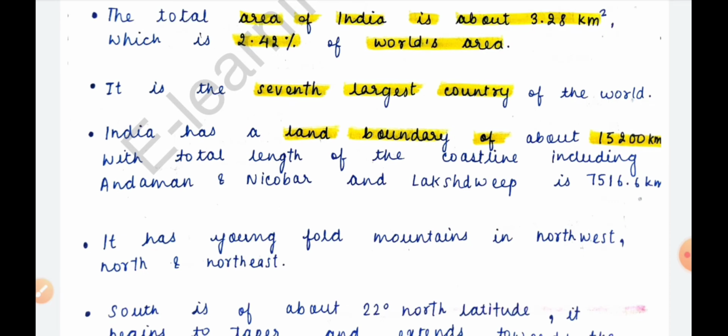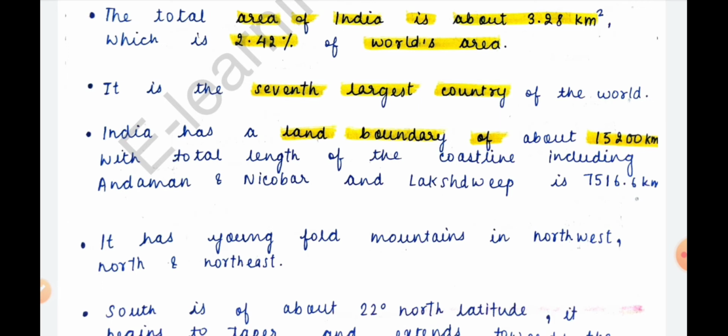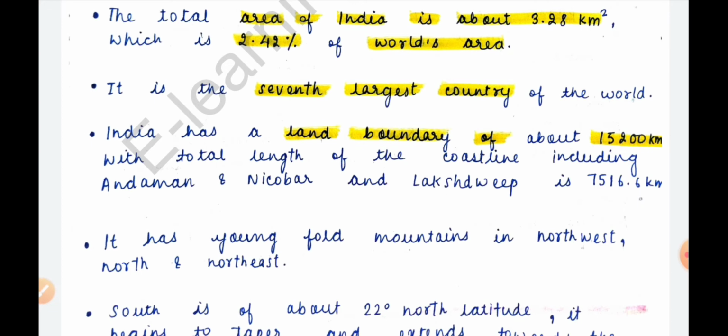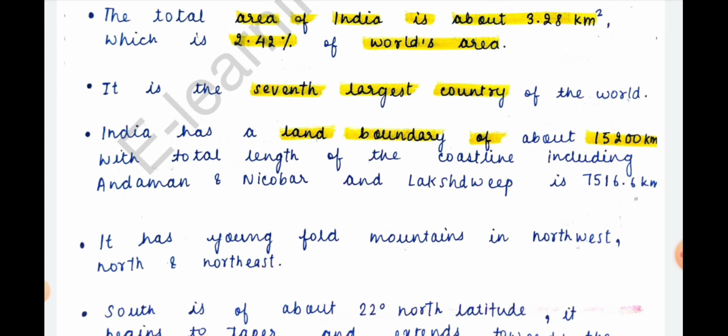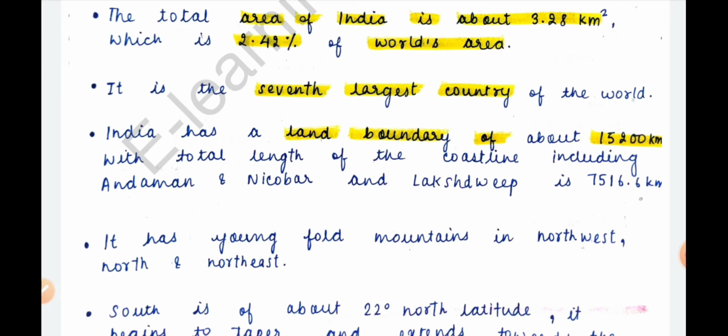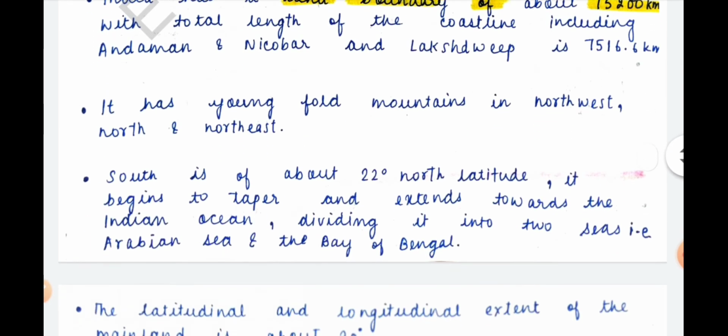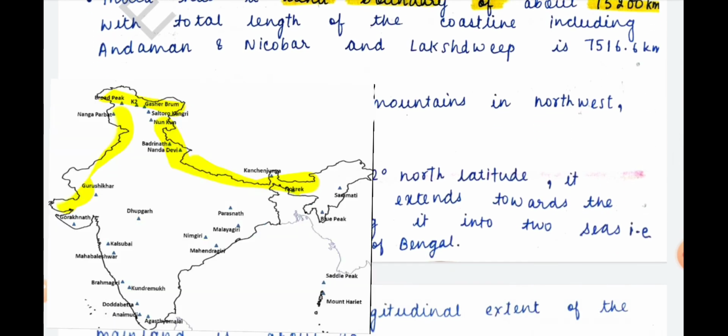India has a land boundary of about 15,200 kilometers, which means if you start measuring the boundary of India, its length would be 15,200 kilometers. The total length of coastline, including Andaman and Nicobar and Lakshadweep, which are basically the islands, is 7,516.6 kilometers. This means if you measure the outline of Andaman and Nicobar Islands along with Lakshadweep, it would come around 7,516.6 kilometers. India has mountains in its northwestern, north and northeastern part.